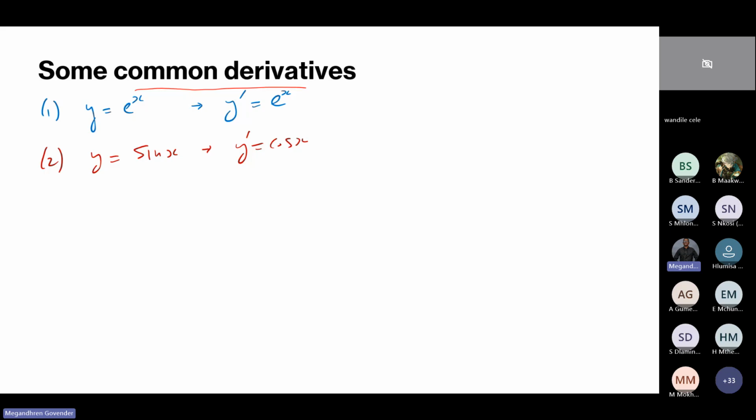Now, maybe you can help me here, and let's go through this quickly. If I have y equals cos x, what's the derivative, anyone? What's the derivative of cos x? Right, there's a minus sign there. Yes, correct. And then if you go for the fourth one, y equals tan x, what's the derivative?